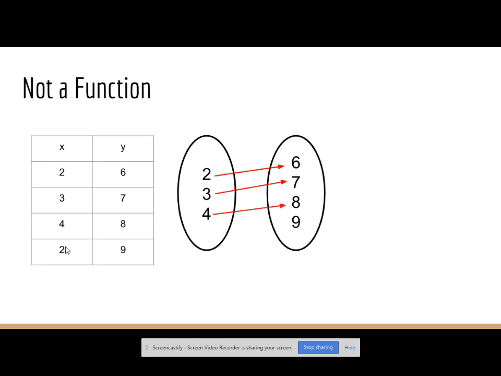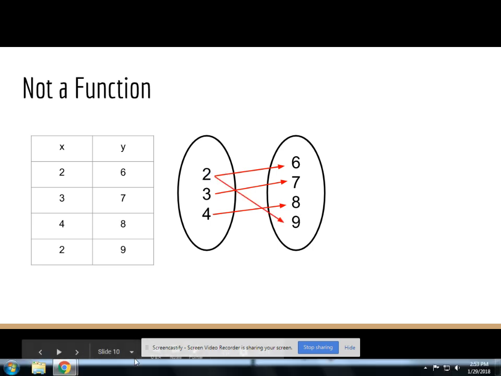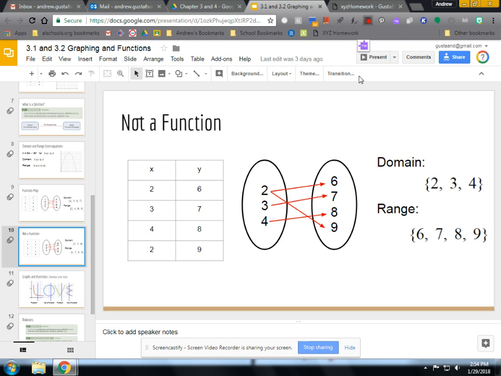And now here's an odd one. 2 goes to 9. But we already know that 2 went to 6. So this is where we have a problem. This is why it's not a function. When 2 goes into this relationship, 6 comes out. However, when we put 2 in, 9 comes out. We don't know what's going to happen between those two.